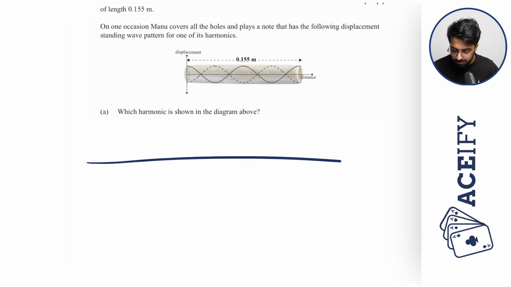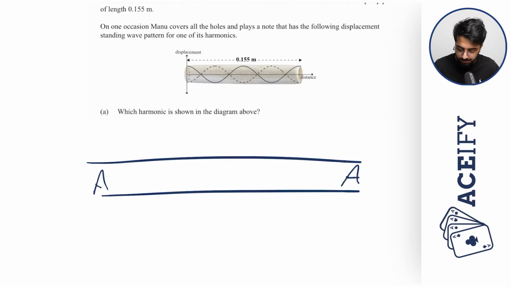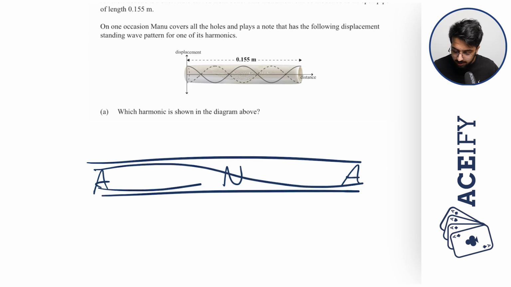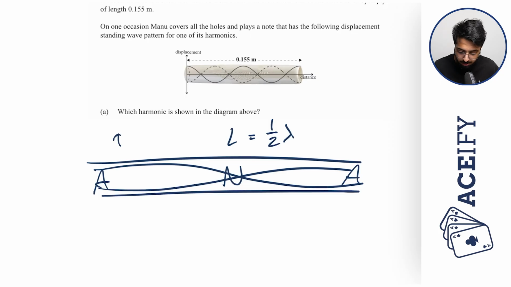Alright, so for this we have an open-ended pipe, and we know that means we must have antinodes on both ends, and therefore we must have a node in the middle, and therefore we can draw our first harmonic like so. As we can see, our length is equal to 1/2 of the wavelength. And so this is for our first harmonic.